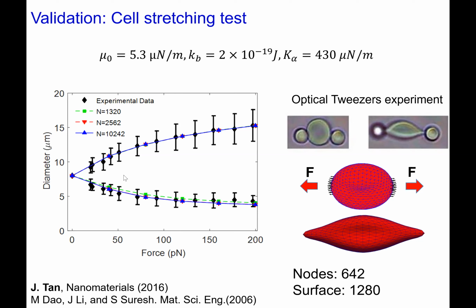The data with the error bar shows the optical tweezer experiment. We did exactly the same thing in our numerical model, applying the same amount of force to pull the red blood cells, and then we plot our data in these solid lines. As you can tell, our model can capture the optical tweezer behavior, the cell membrane stretching behavior, quite well. So we can say that we have a highly accurate red blood cell model for the biological flow studies.